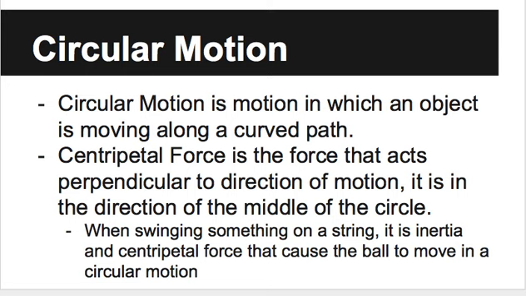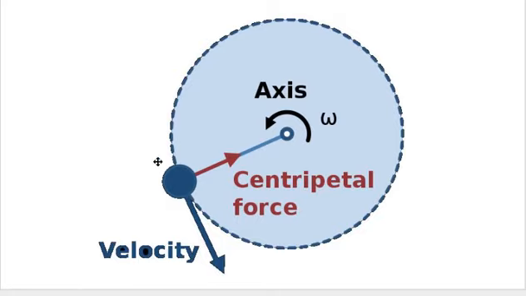When swinging something on a string, it's inertia and centripetal force that cause the ball to move in a circular motion. And we'll see that in our next few slides. So if you're swinging something around on a string, velocity is always wanting to go in the straight out direction. So we're saying this is a straight line, it wants to keep going in that straight line. But inertia is going to keep it in motion while centripetal force pulls it back in. So this is our centripetal force coming back in towards the axis. Our velocity is going to be going away from the axis.